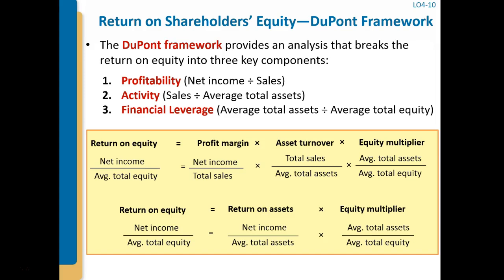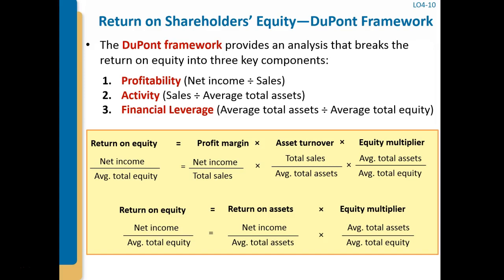Financial leverage is measured by the equity multiplier, average total assets divided by average total equity. A high equity multiplier indicates that relatively more of the company's assets have been financed with debt, which means the company is more leveraged. Leverage can provide additional return to the company's equity holders, but it also can provide greater risk. Notice that total sales and average total assets appear in the numerator of one ratio and the denominator of another ratio, so they cancel to yield net income divided by average total equity, giving us our return on equity.